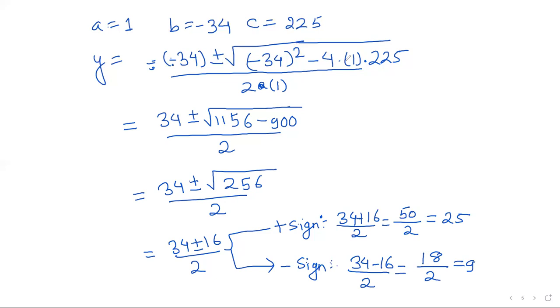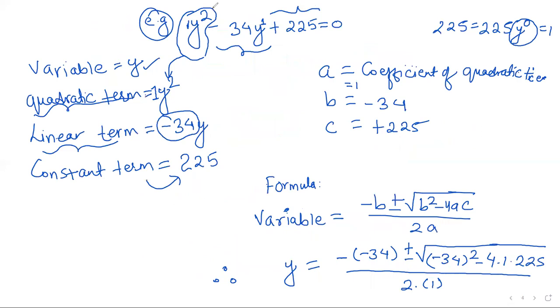So what we got in the end, therefore, is that y has two values, y equals 25 and 9. These are the two values y can take. And you can always check your answer also. In order to check the answer, you go back to the original equation, y squared minus 34y plus 225, and you put y as 25 and solve. If you get 0, that means 25 is a correct answer. And then you can do the same thing with 9 as well.